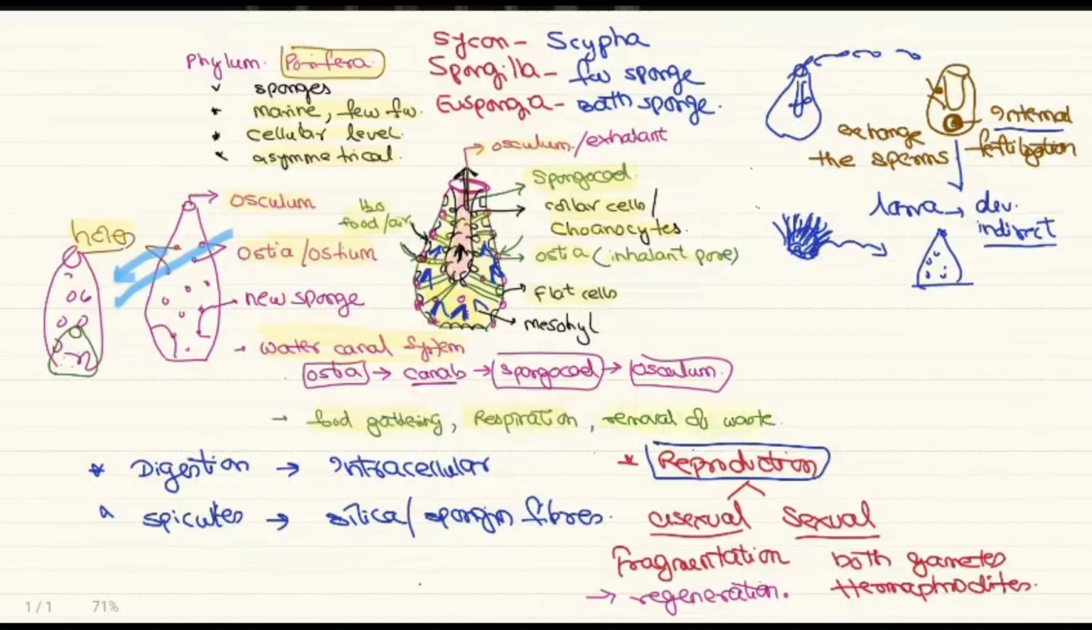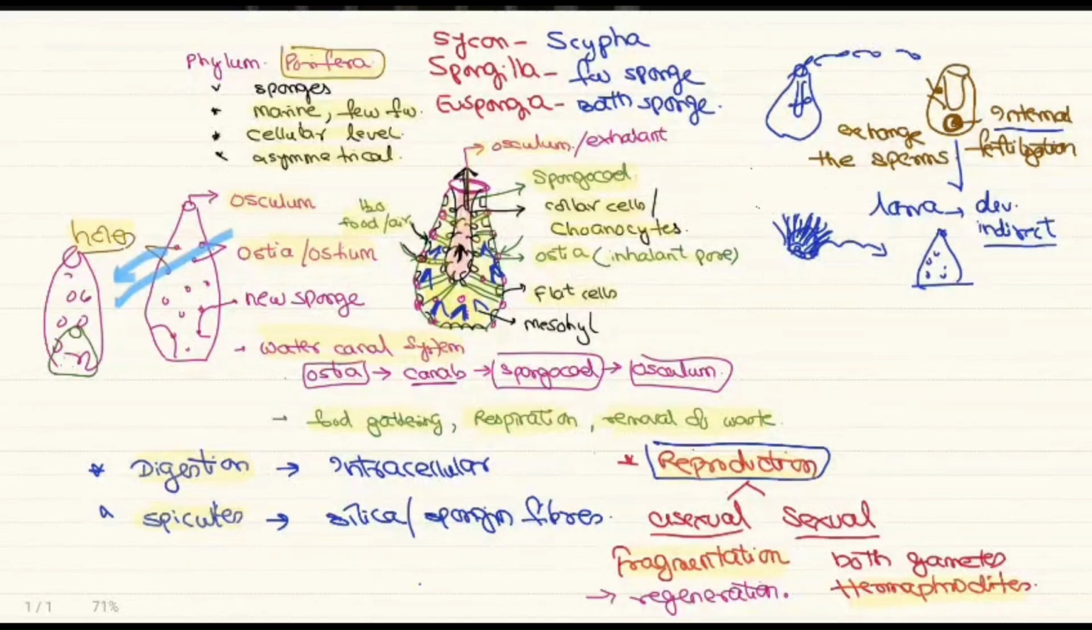The other systems are highly reduced. Digestion is intracellular, inside the cell. The body is supported by rod-like structures called spicules made up of silica or spongin fibers. Two types of reproduction are seen, asexual and sexual. Asexual is by fragmentation, that is the regeneration process, and in sexual reproduction, these are hermaphrodites. They can produce both the gametes.